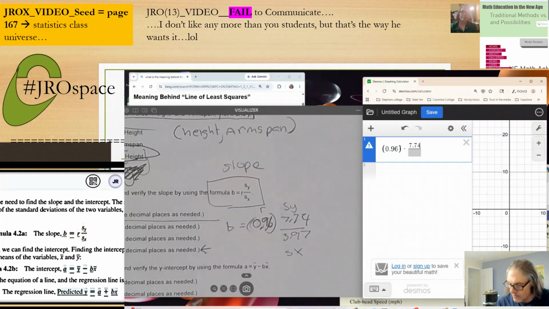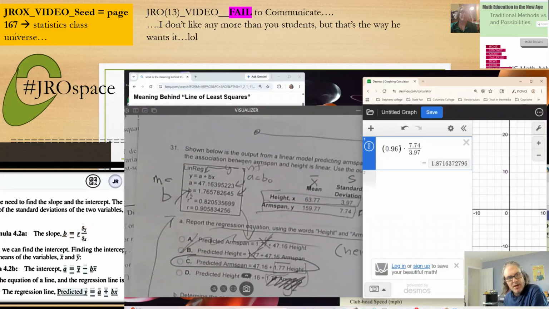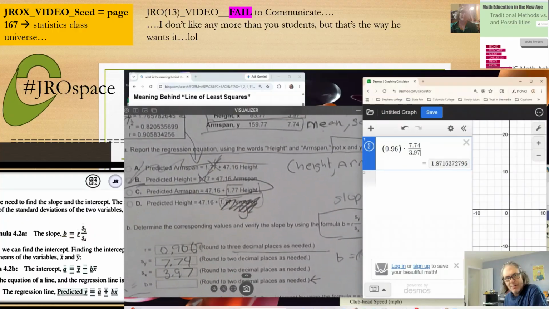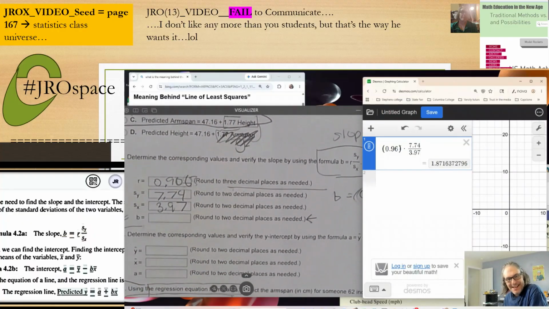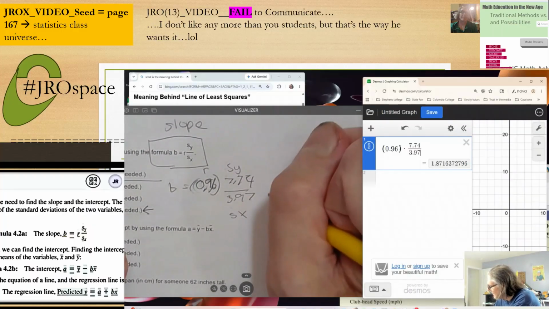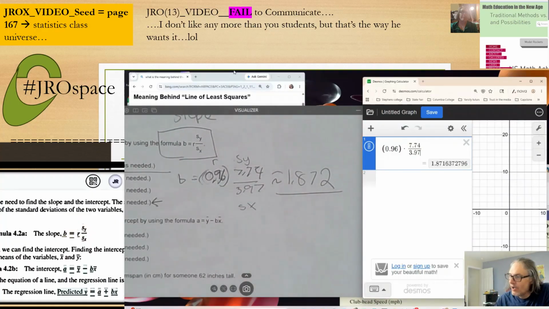7.74 over 3.97, and that's what I got there for the slope. Notice that it told us in our model that it was 1.76. So I just want to take a moment to bring up the answer sheet. What did I get? I'm just going to say 1.872 for now. Pause a moment while I find the answer sheet to make sure I'm heading in the right direction.